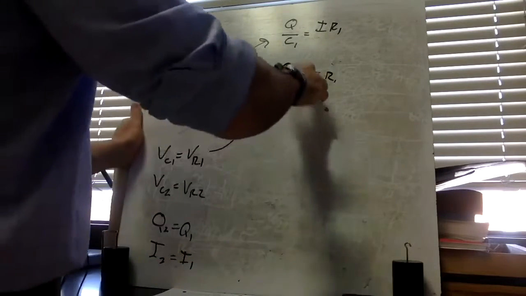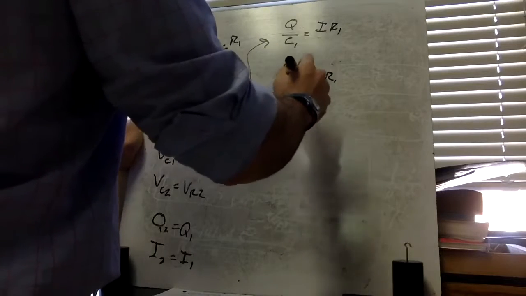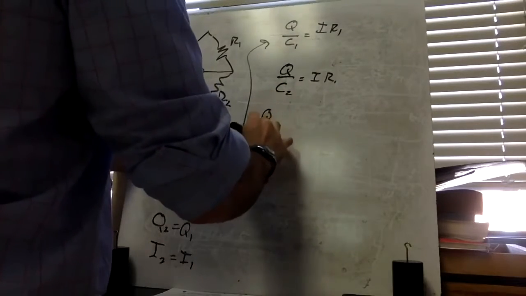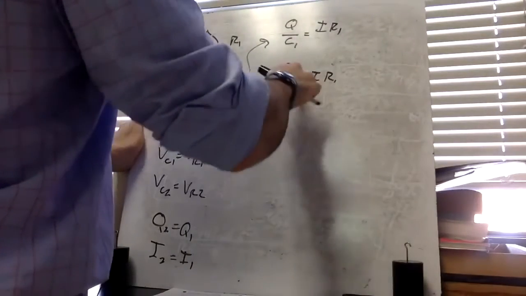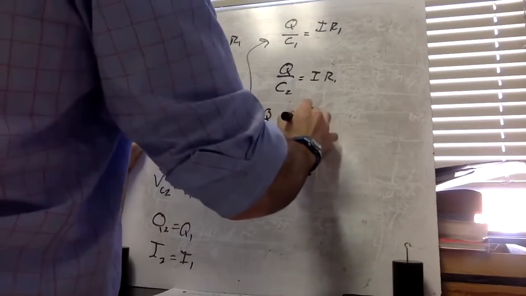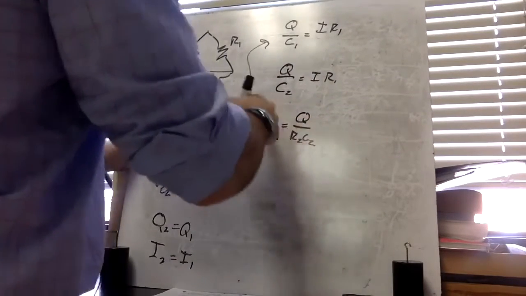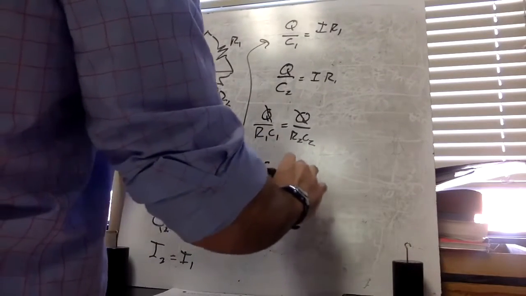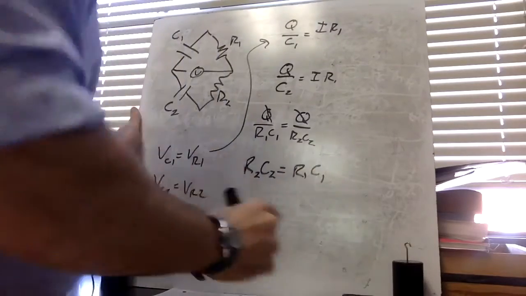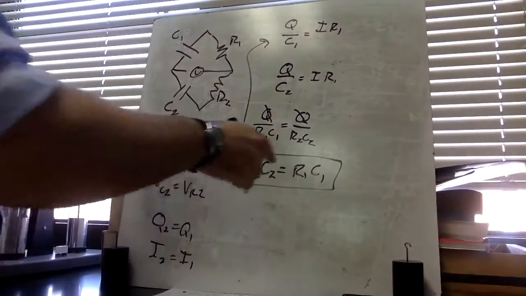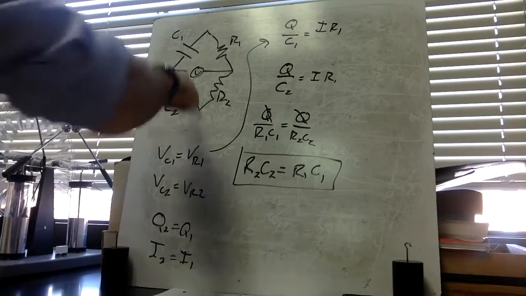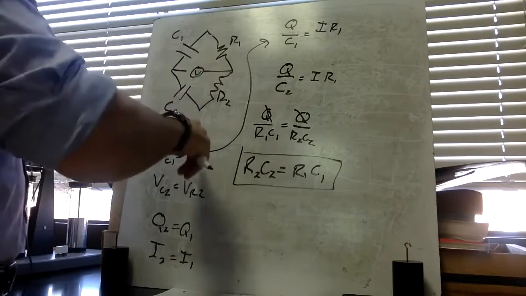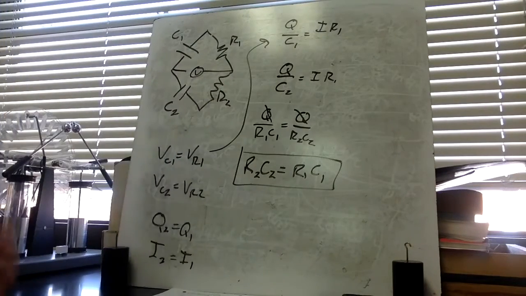Okay, and so these I's are the same, so I can solve these here. So this I would be Q over R1 C1 is equal to Q over R2 C2. But the charge is the same also, so these cancel out. So now R2 C2 is equal to R1 C1. So we end up with this kind of thing. And now notice this is different. This is not the product of the diagonals. It's the product of the 2 top ones equals the product of the 2 bottom components.